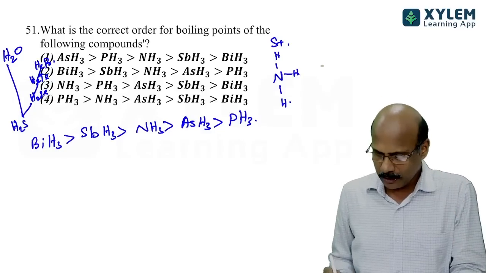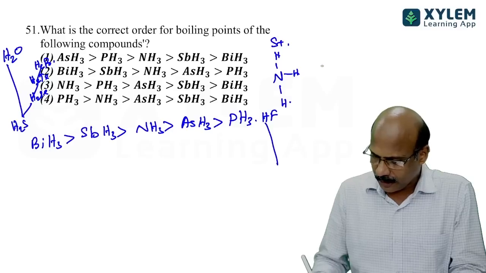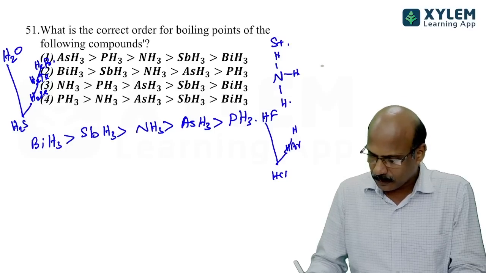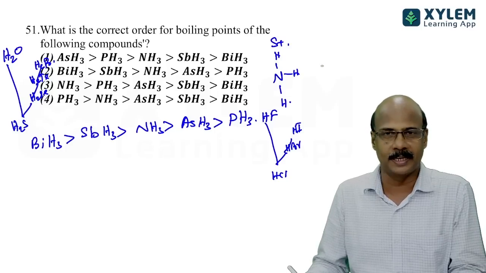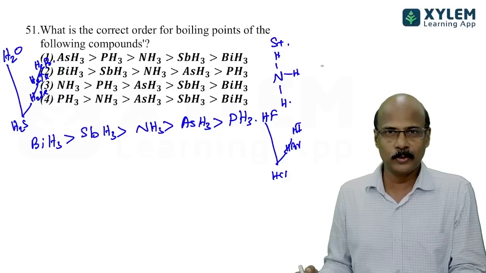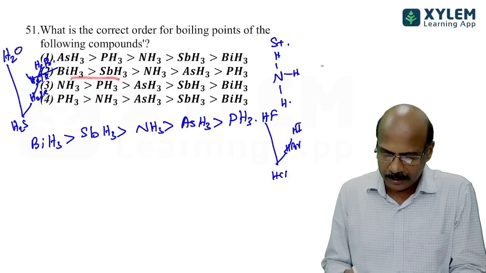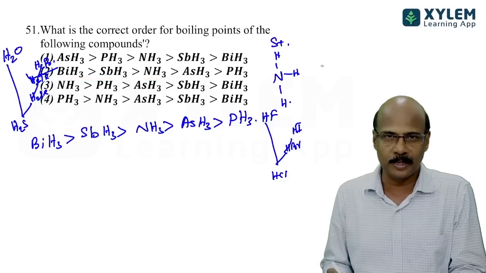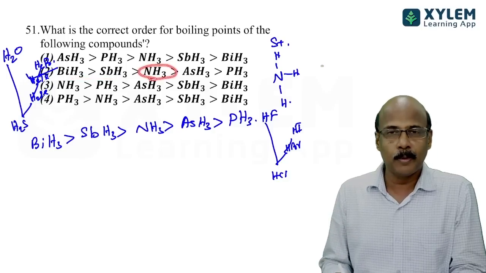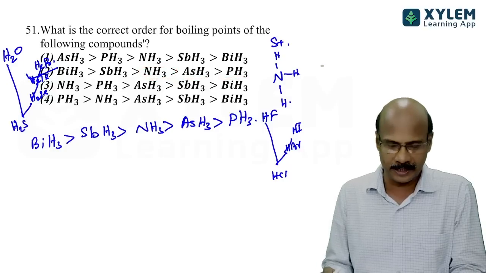Clear? The same order is observed in group 17. In group 17, the highest goes to HF and the lowest goes to HCl. No doubt, HBr and HI possess greater boiling points than HCl, but the boiling point of HF is greater than HI. You got it. So the highest boiling point is bismuthine, then comes stibine, then comes the third member, ammonia. The third one goes to ammonia. Clear? Why does ammonia have a greater boiling point compared to arsine and phosphine? Because of intermolecular hydrogen bonding.